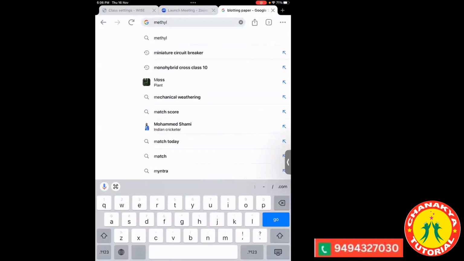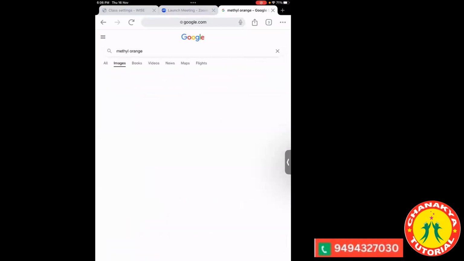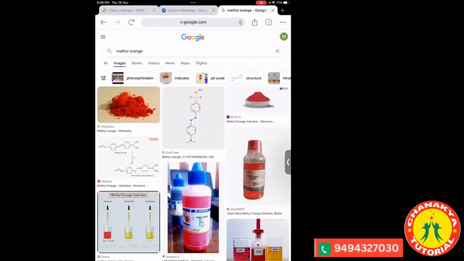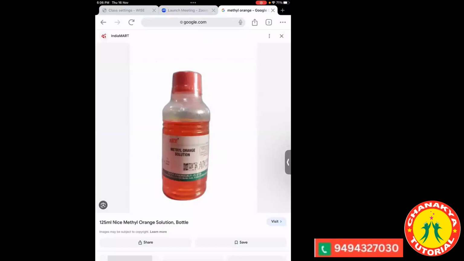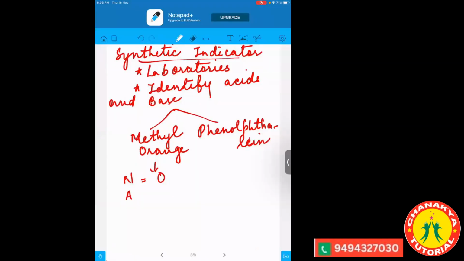So you can see the color in the image. This is the proper methyl orange bottle. You can see it in your lab also. So it is orange in color only. So in the neutral condition, they will be orange in color. Whereas in the acidic, they will turn red in color, and in the basic, they will turn yellow in color. So neutral orange, acidic red, and basic yellow.